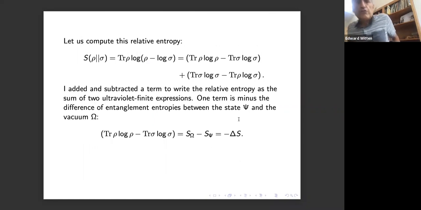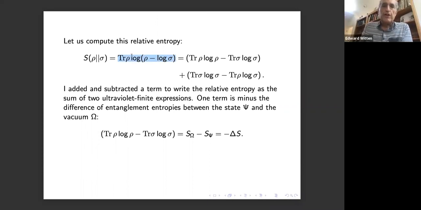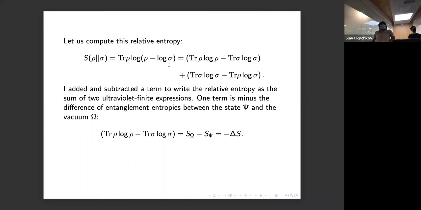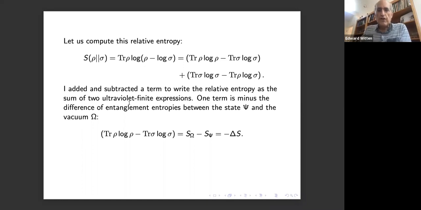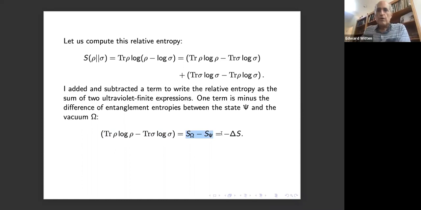So let's compute the relative entropy. So this was the definition, and it's finite in quantum field theory, but each of the two terms is separately divergent. So Casini added and subtracted something to write the relative entropy as the sum of two terms that are both finite. So one term is minus the difference of entanglement entropies between the state psi and the vacuum omega. So it's equal to S omega minus S psi, or minus the difference of entanglement entropies.